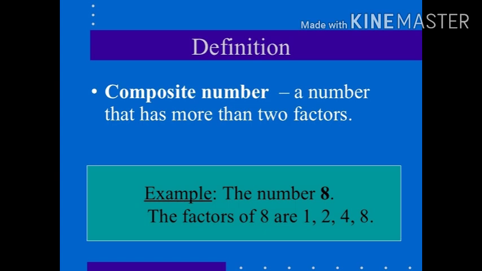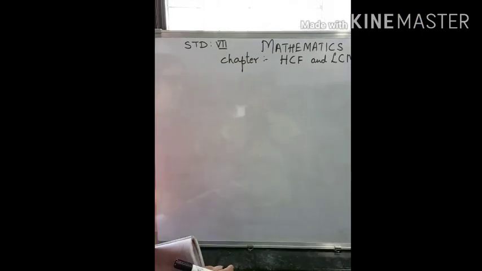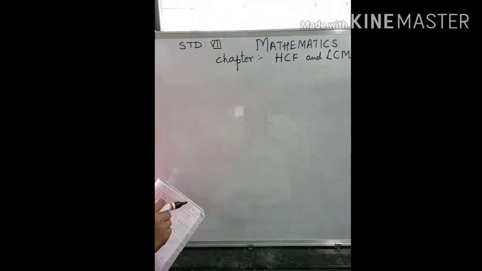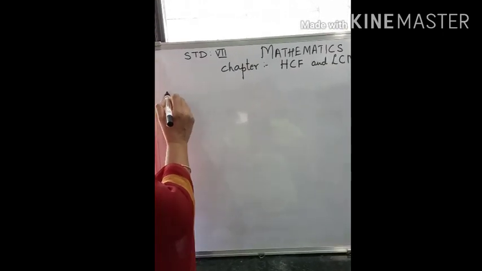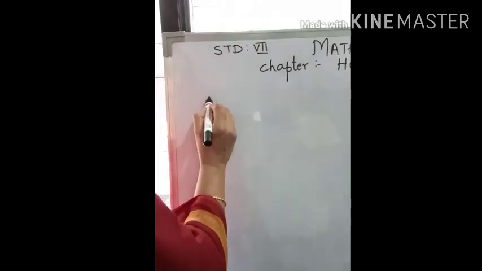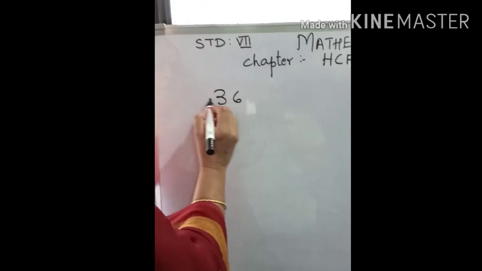Let us learn how to find out prime factors of the given number. There are two methods of finding prime factors, vertical method and horizontal method. Let us take the example 36. So we have to find out factors of 36 by vertical method.